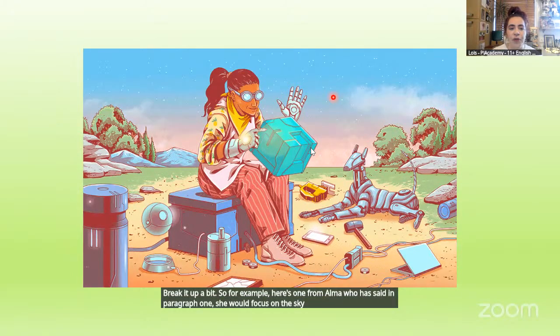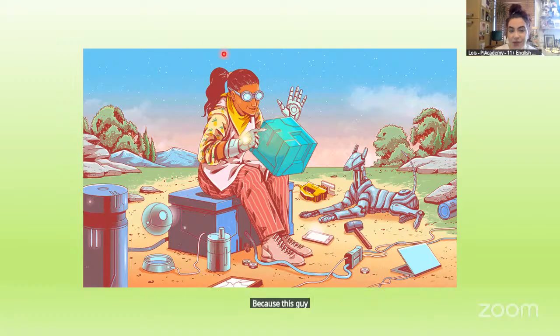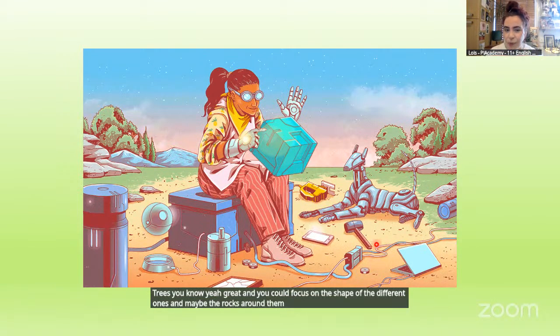Paragraph two, she would focus on the trees. And then paragraph three, she would focus in on the lady and the robotic stuff. Yep, that's a good idea. Because the sky's got lots of colors in it, stars, clouds, trees, yeah, great. And you could focus on the shape of the different ones and maybe the rocks around them. And then you've zoomed in on the woman in the middle for your last paragraph. That would definitely work.